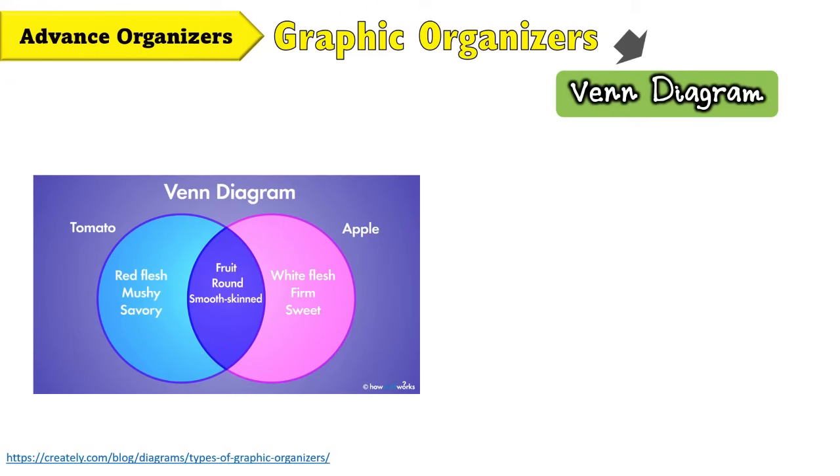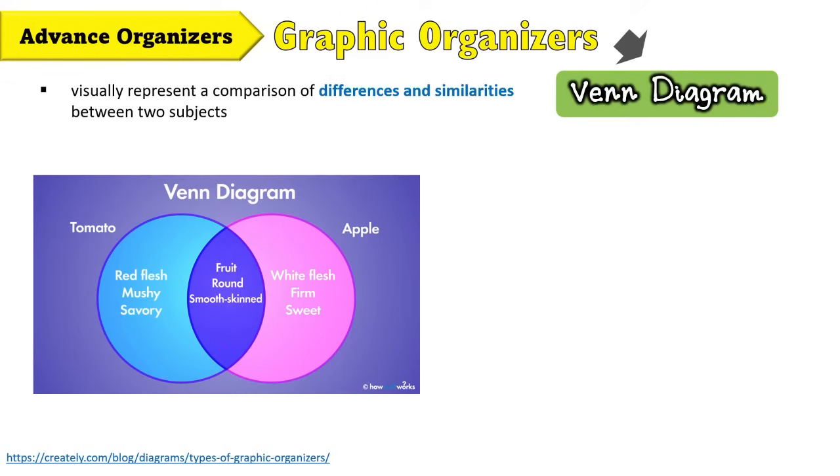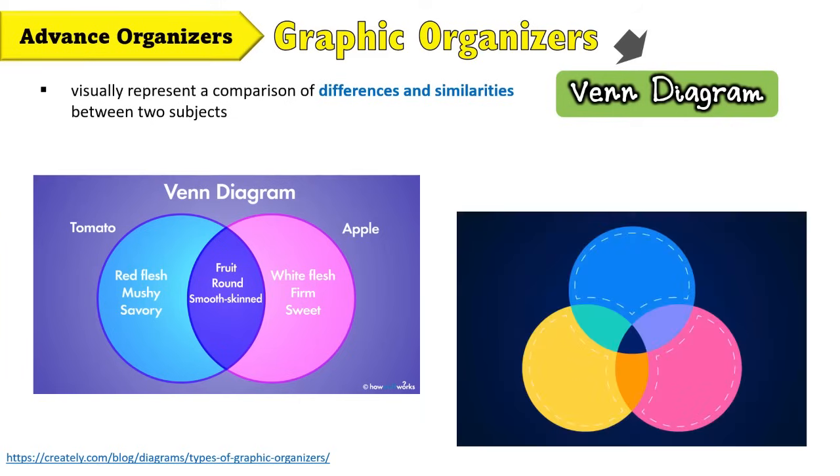And lastly, Venn diagram. Another graphic organizer that helps you visually represent a comparison of differences and similarities between two subjects is the Venn diagram. What makes it different from the double bubble map is that it can include more than two topics and one common area. These are just some of the sample graphic organizers that I have on the list.